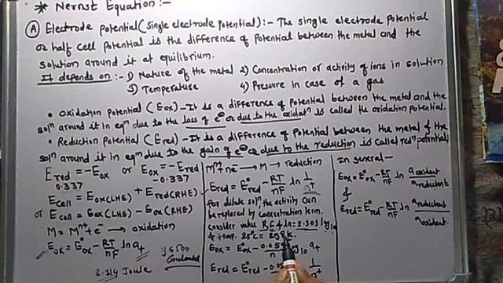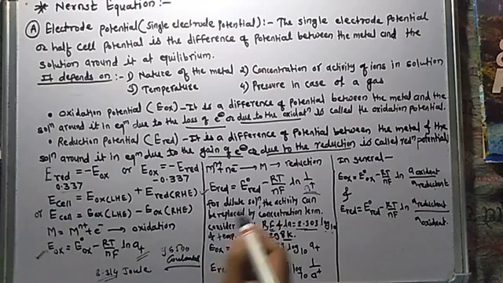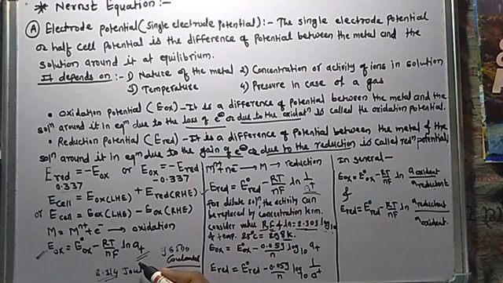That is, if we consider all this value, we get the next equation: E oxidation is equal to E standard oxidation minus 0.059 divided by n log to the base 10 of a plus. This is for oxidation. And for reduction, E reduction is equal to E standard reduction minus 0.059 divided by n into log to the base 10 of 1 divided by a plus. These are the Nernst equations for the concentration term, and these two are the Nernst equations for the activity term.